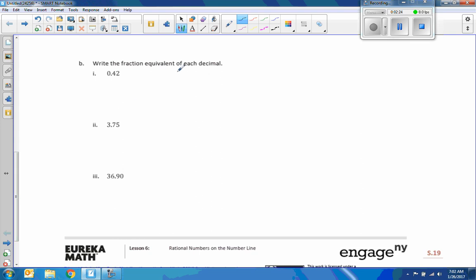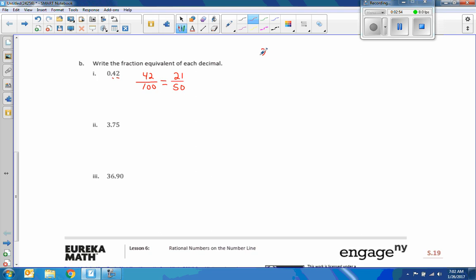Write the fraction equivalent to each decimal. Okay, 0.42, well that's 10th, and that's 100th. So just say 42 100ths. Okay, we want to reduce whenever possible, so this is even and this is even, so they're both divisible by 2. So half of 42 is 21, and half of 100 is 50.